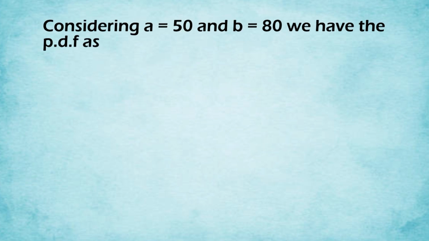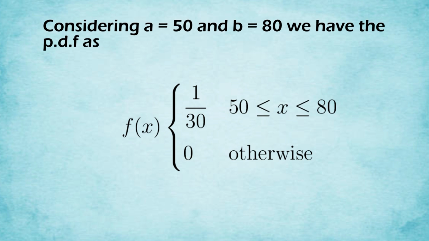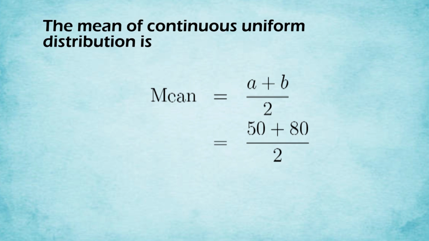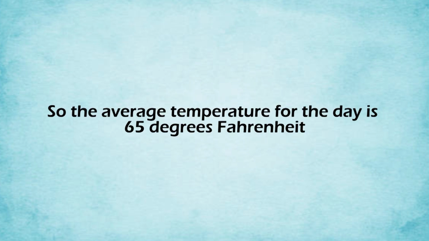Considering a is equal to 50 and b is equal to 80, we have the PDF as f of x is equal to 1 by 30 in the interval 50 less than or equal to x less than or equal to 80, 0 otherwise. Mean of the continuous distribution is a plus b by 2, which is equal to 50 plus 80 divided by 2, which is equal to 65. So, the average temperature for the day is 65 degrees Fahrenheit.